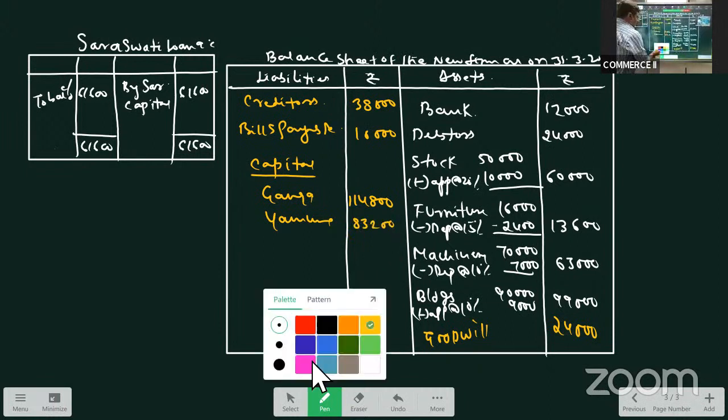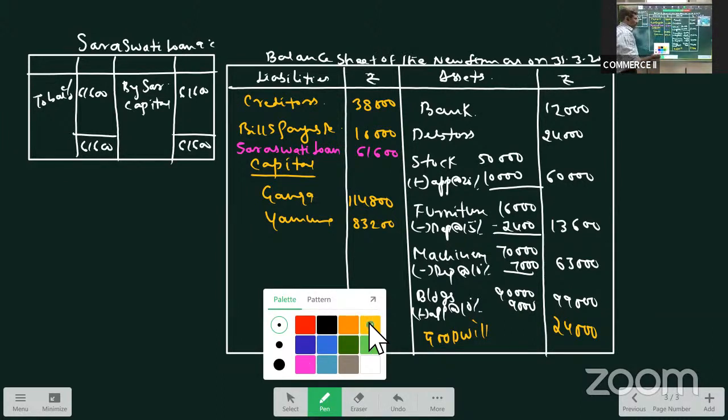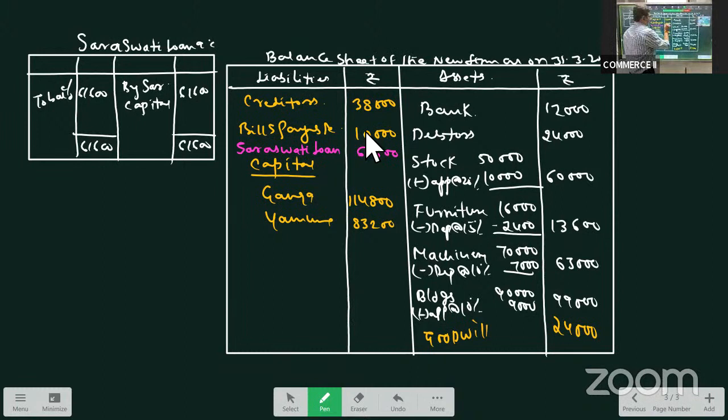Then we are not writing Saraswati's capital account. We'll write Saraswati's loan account, and that is 61,600. Saraswati's loan account is 61,600. Right? Now let us close the balance sheet. Let us see if it tallies. See the total, guys. See the total on the asset side and the liability side.